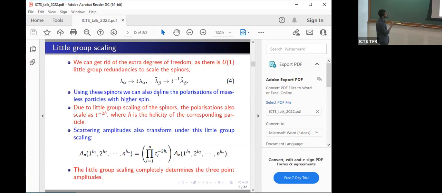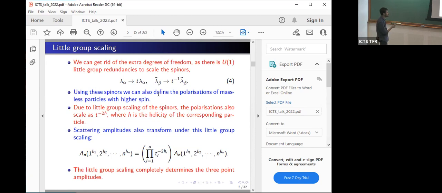Also, using these spinors, we can define the polarizations of massless particles with higher spin. Due to the little group scaling of the spinor, the polarizations scale as t to the power minus 2h, where h is the helicity of the corresponding massless particle. Due to this little group scaling, the scattering amplitudes also transform: the whole amplitude scales as t_i to the power minus 2h_i, where i is the particle index and h_i is the helicity of the ith massless particle.